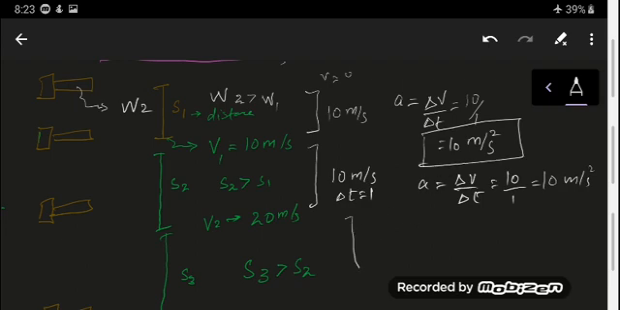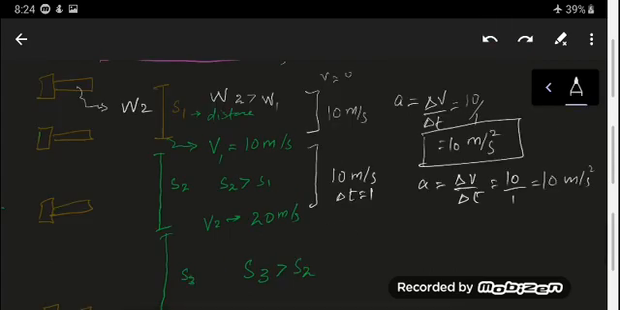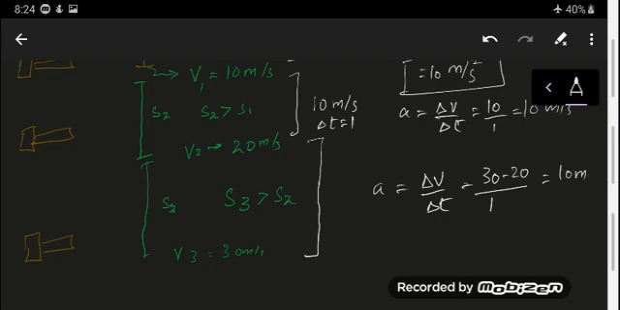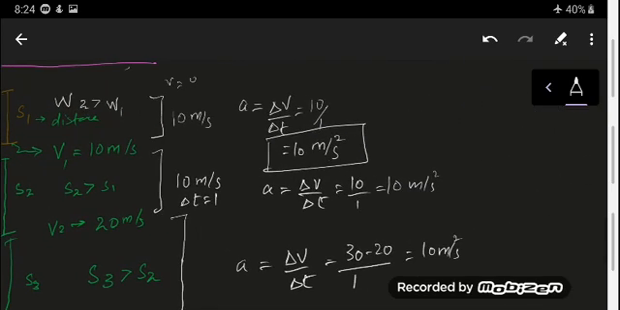And again at this interval, from t equals 2 seconds to t equals 3 seconds, the velocity has increased from 20 to 30. And again the acceleration is, I'm going to write it here, 30 minus 20 over the time interval, which is 1 from 2 to 3 seconds. So this is again 10 meters per second squared. So you see that acceleration is constant everywhere.